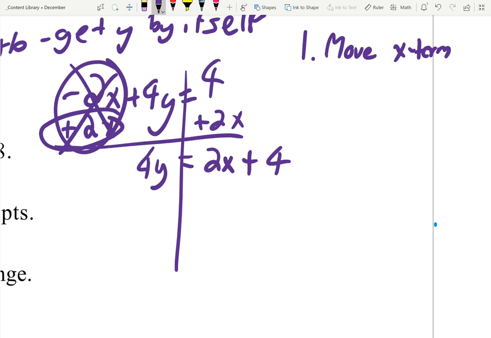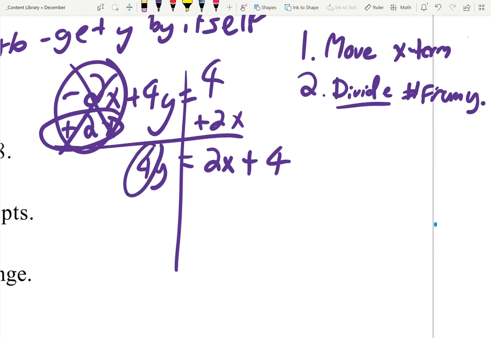It's very simple. I know it was a long explanation, but it's really just adding the 2x to the other side. Okay. Step 2 is divide. It's very important you remember this word. Divide the number from y. So the number that's next to y, the only other thing we need to move is this 4. This 4, because it's attached to y, means it's being multiplied with y.